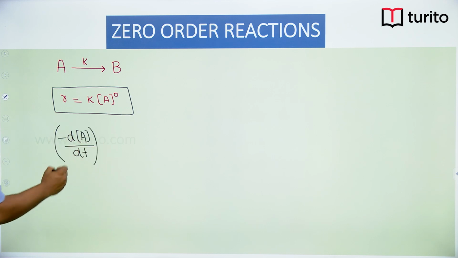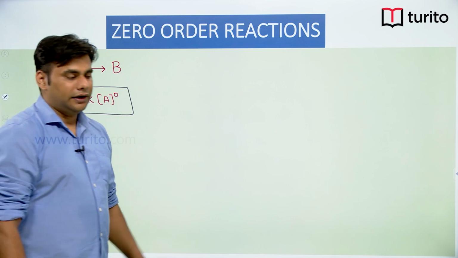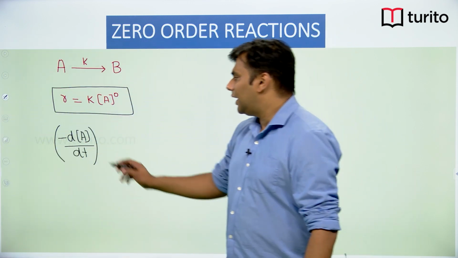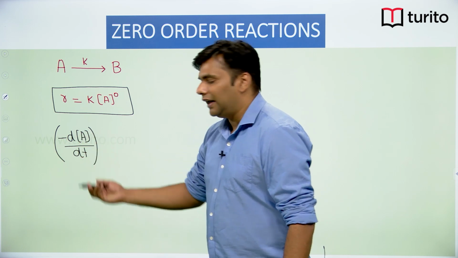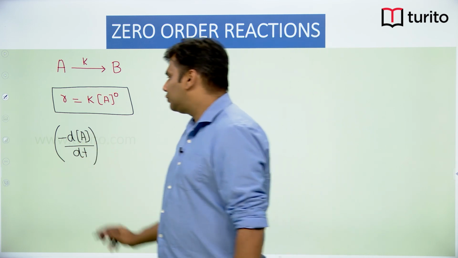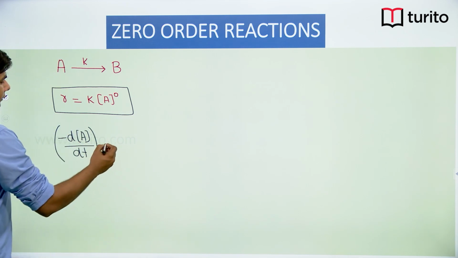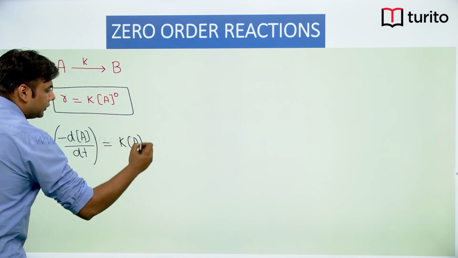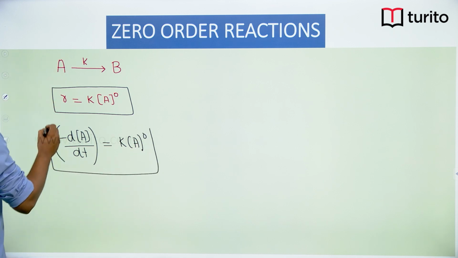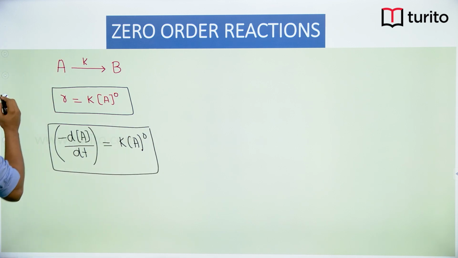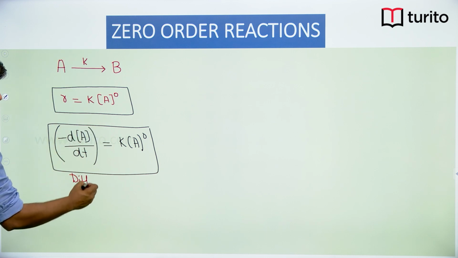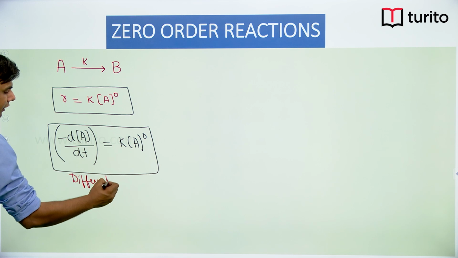Okay, this we have done in the previous lecture, that we write instantaneous rate as minus dC by dt. So basically I am directly writing A instead of C, that means concentration of A. So minus dA by dt, this is the rate. So this will be equal to k into A raised to power 0. This is basically called the differential rate law, because we have written a differential equation. So this is called the differential rate law.